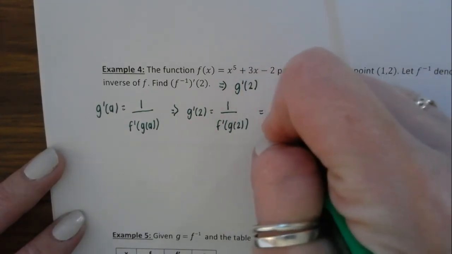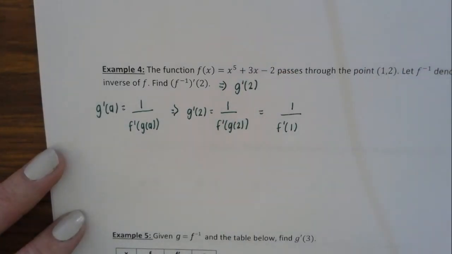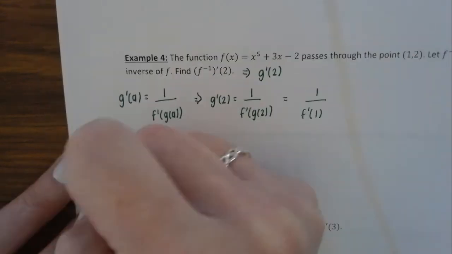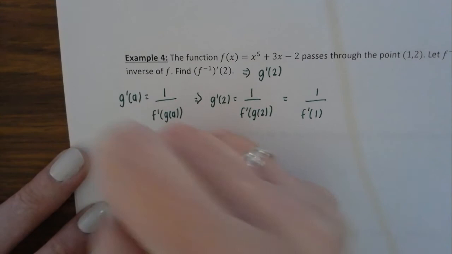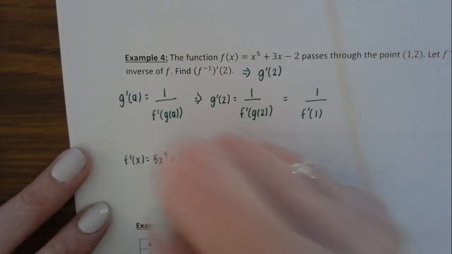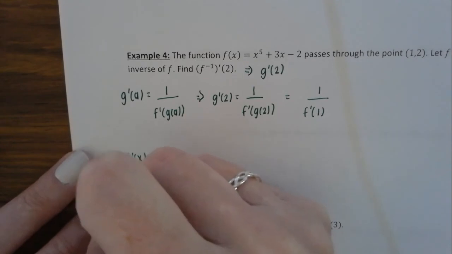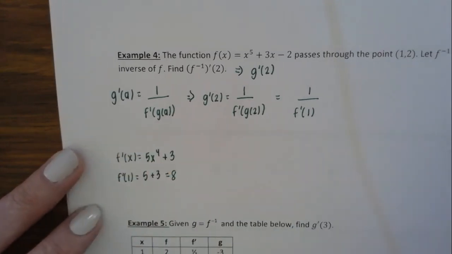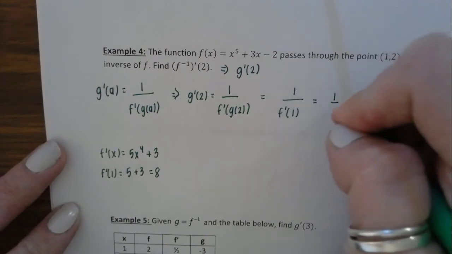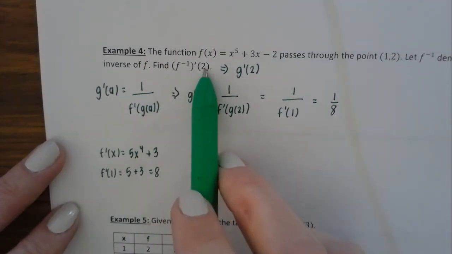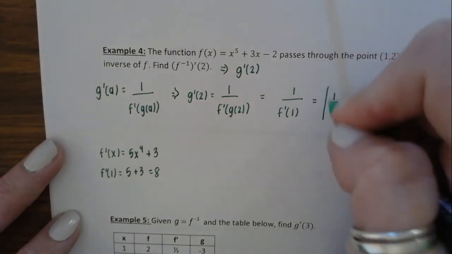So this is asking us to do F prime of 1. If we're given F, then we should be able to calculate what F prime is, which would be 5x to the 4th plus 3. And if we calculate that at 1, this is going to be 5 plus 3, which is going to be 8. So that's going to tell us that the inverse of F prime at 2 is actually going to be equal to 1/8.